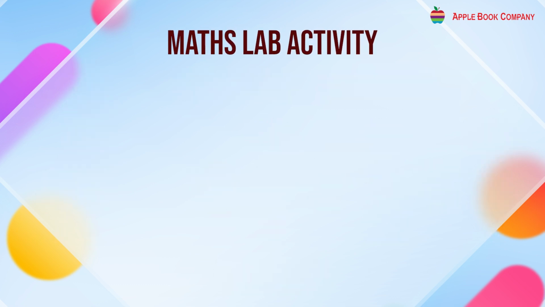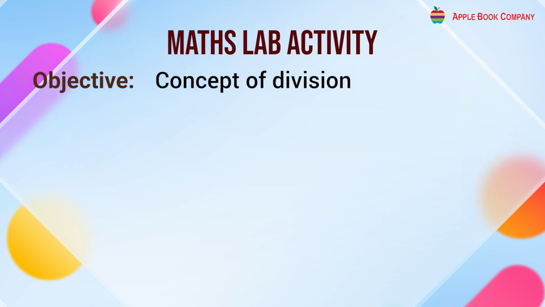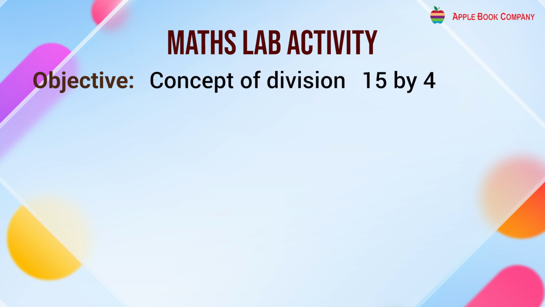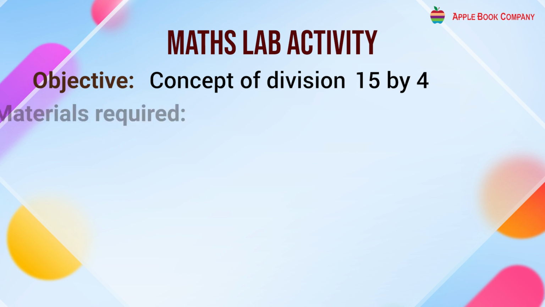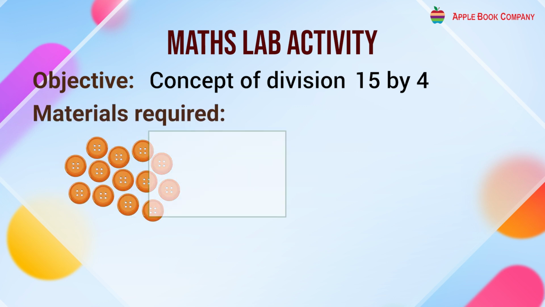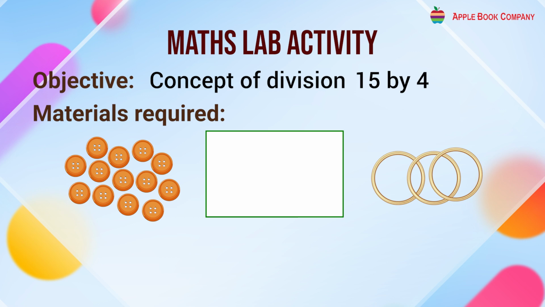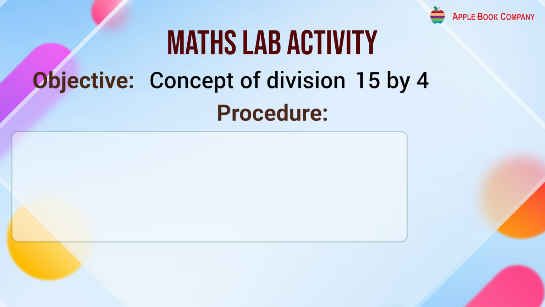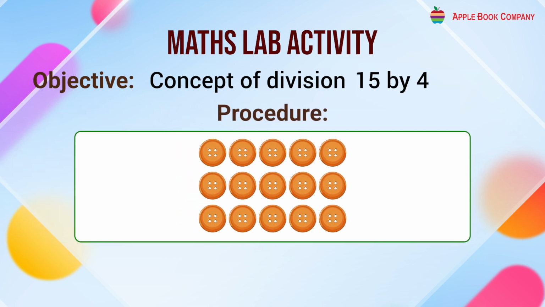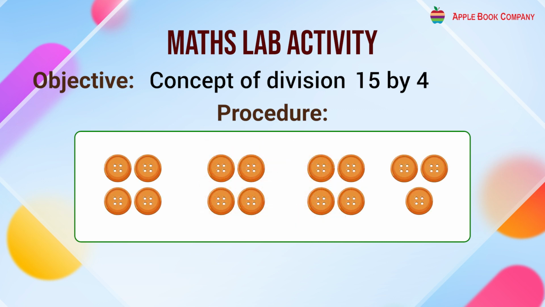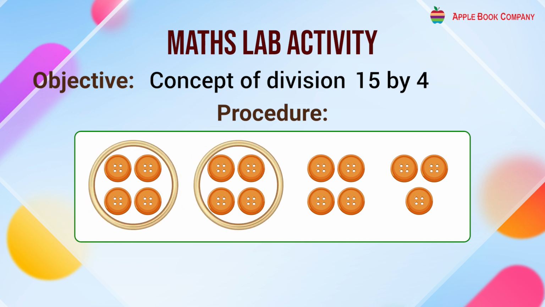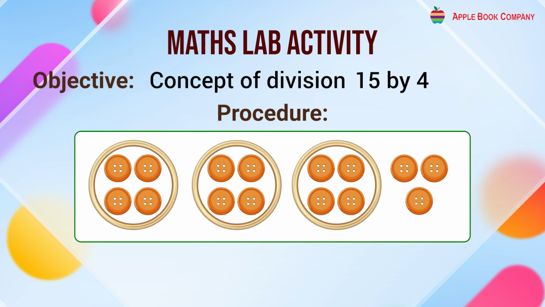Maths lab activity objective. To learn the concept of division of one number by another number. Say 15 divided by 4. Materials required. Some buttons, a white sheet of paper, few bangles or rings. Procedure. Place 15 buttons on the white sheet of paper. Make groups of 4 for all the buttons. 3 buttons are left ungrouped. Place one bangle or ring around each group of 4 buttons. Leave the ungrouped buttons aside.